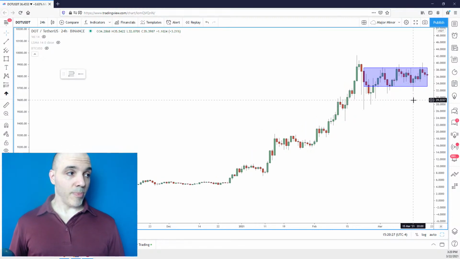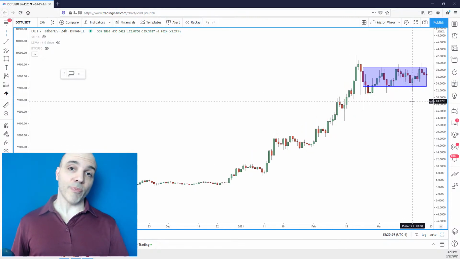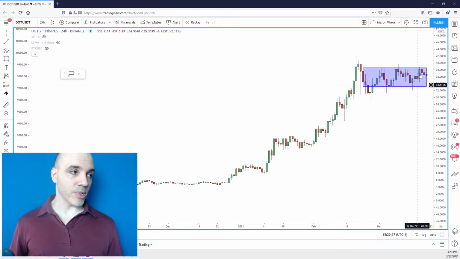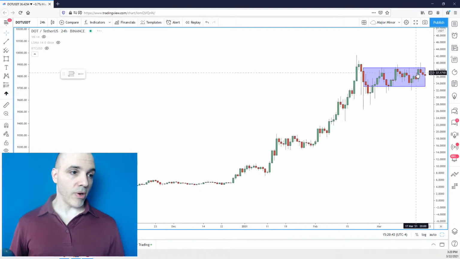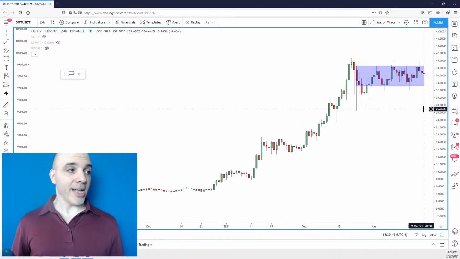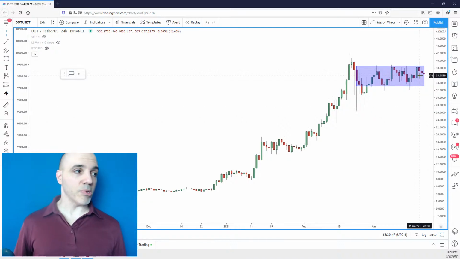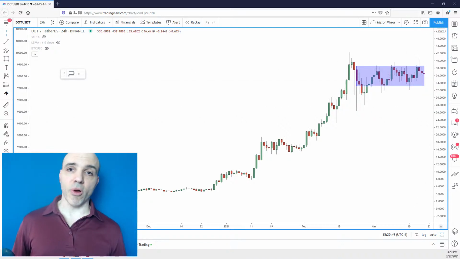Either it takes out these supports and breaks, right? Which I would expect it to do if Bitcoin breaks. But if Bitcoin doesn't break, or even if Bitcoin tries to test 60K, tries to break out and fails, maybe this thing will get that little spark going and start going to its other targets. But there's nothing to do here. When you see these consolidations, you just have to let the market do its job. So those are the main points I wanted to make about those.